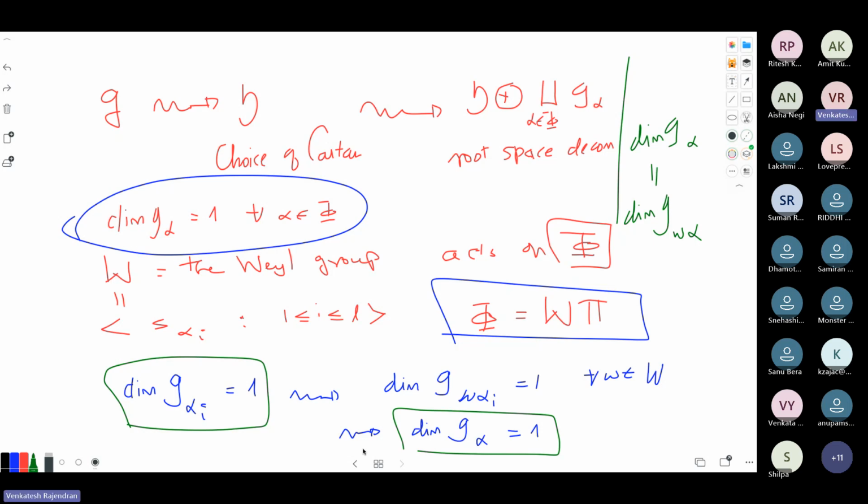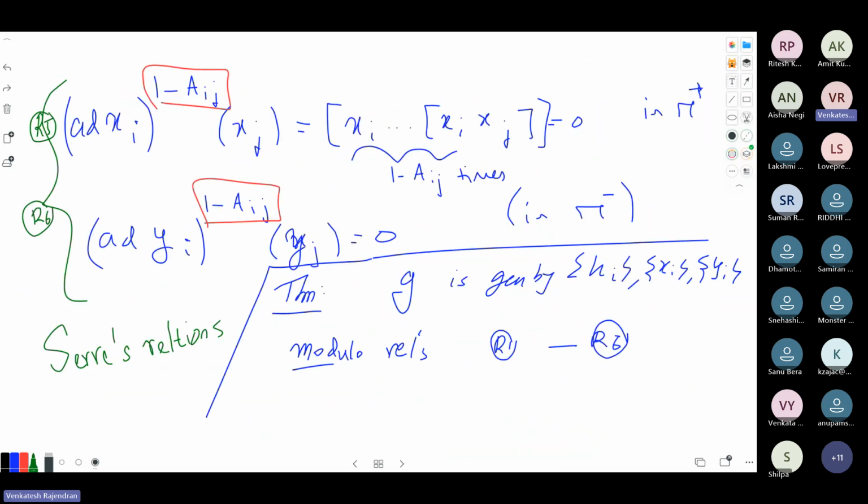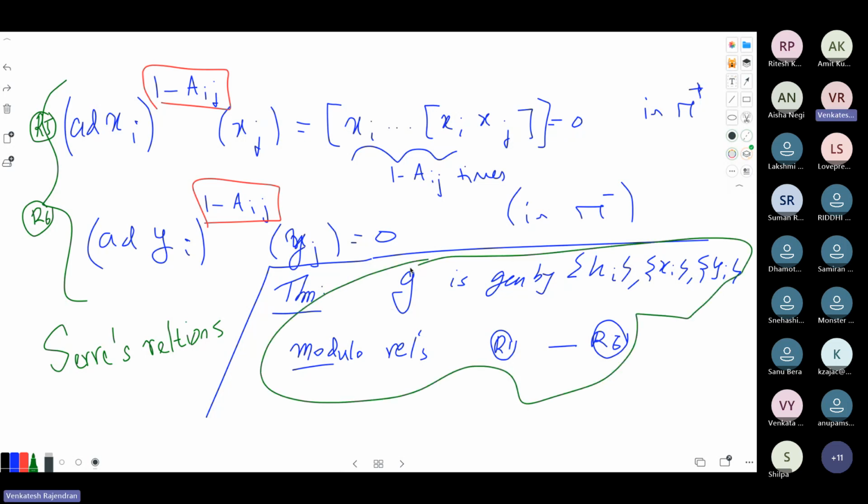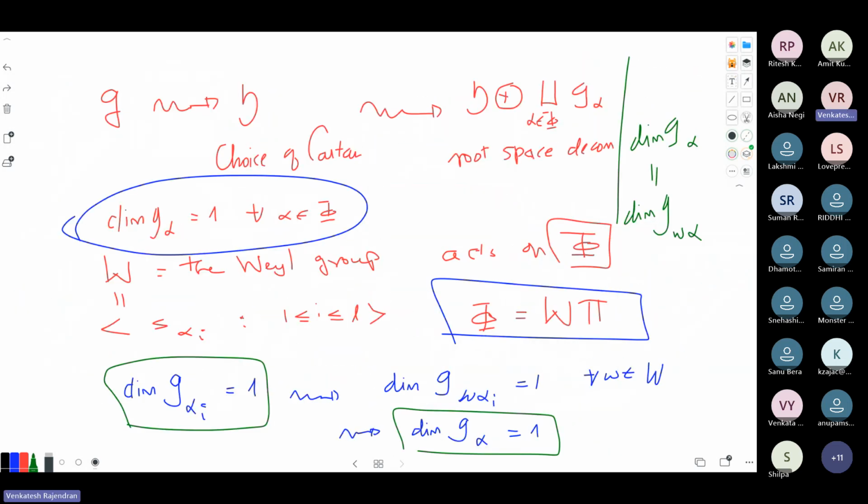Okay, so if you want to do anything like that, you are actually going back to this abstract Lie algebra, which is defined by generators and relations. So first you need to actually establish the Cartan. That is the first step. Okay, so this is step 1.